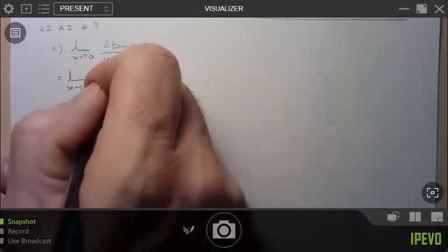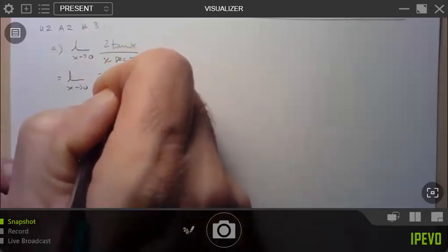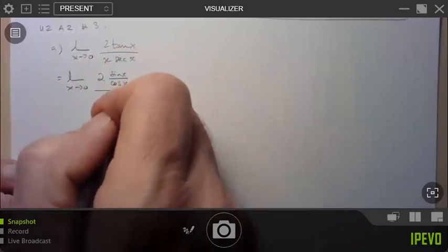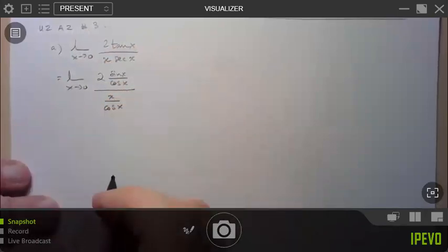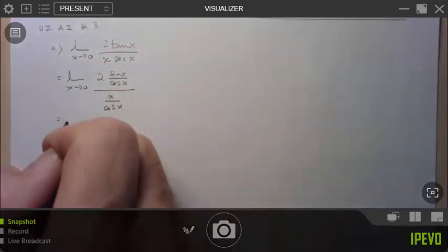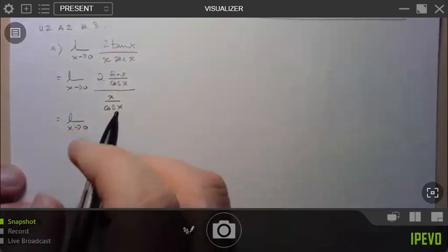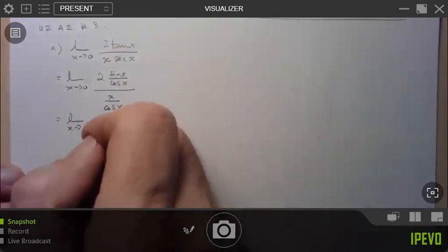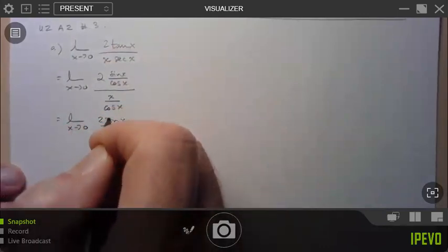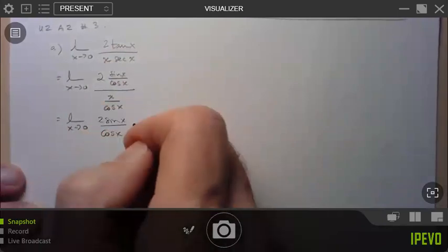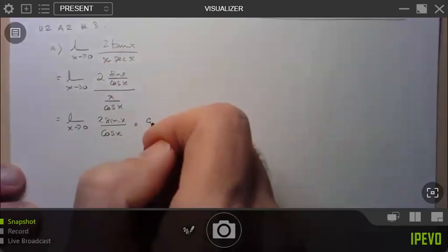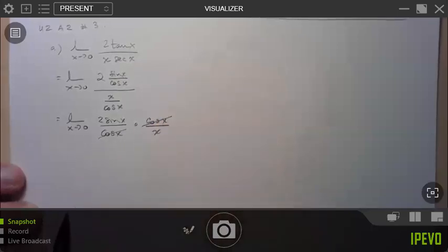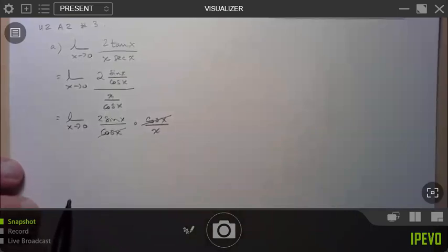So here we've got 2 sine x over cos x, and then here x over cos x. Let's do a little more algebra, even though you might be seeing where this is going. I'll divide by multiplying by the reciprocal. So I've got 2 sine x over cos x times the reciprocal of this, which is cos x over x. And I see here that the cos x's cancel out. So that worked out pretty nicely.